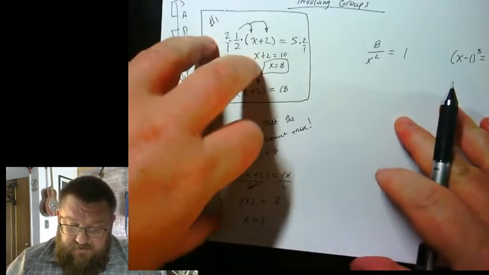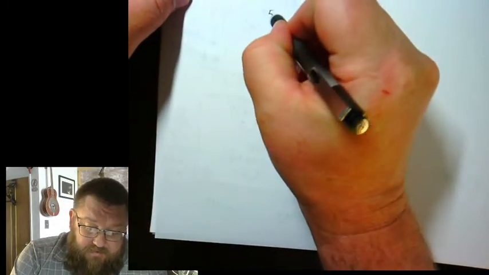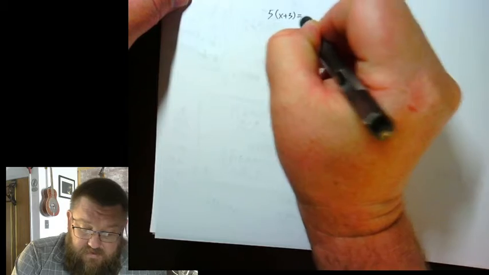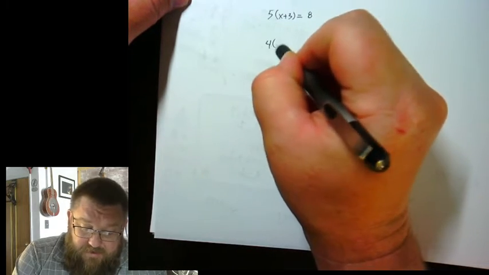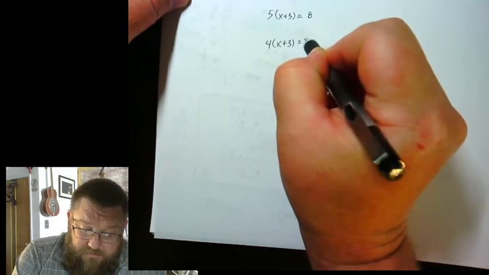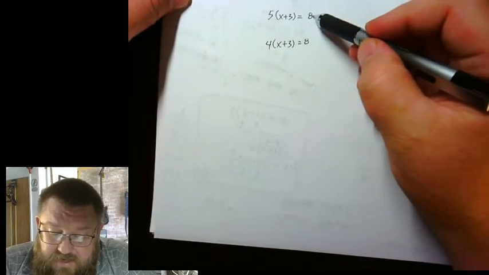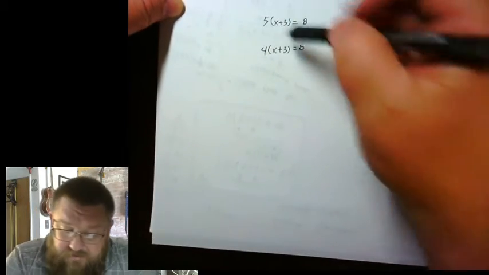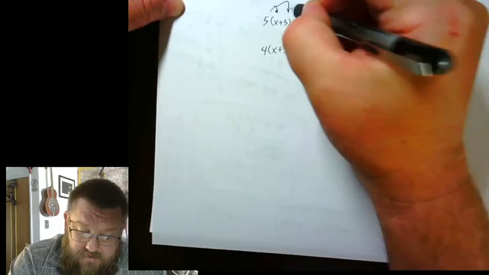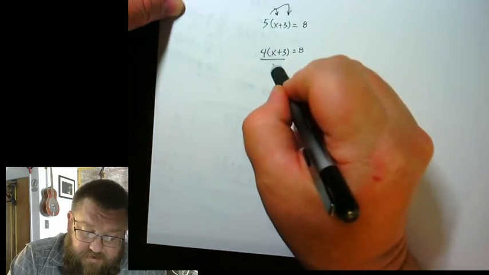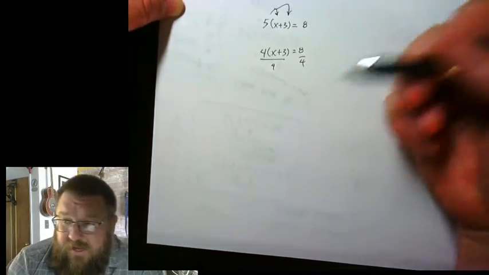Check this out. Here's idea number one. We're going to come back to this page in just a second. But if you've got something like this, or you have something like this, they're almost the same problem. Do you see how the 8 is not divisible by 5? So in this case, I would distribute, whereas in this case, I would divide both sides by 4 because 4 goes into 8. You don't have a fraction.